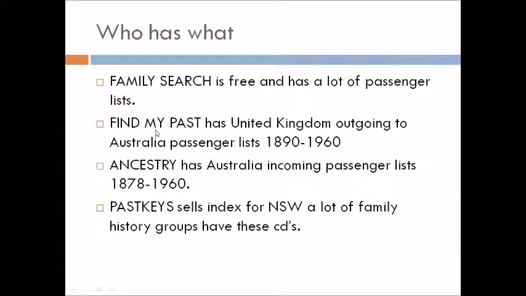Findmypast is basically the United Kingdom coming to Australia. Ancestry is the opposite way around. It's Australians. The lists have been done here in Australia. That one's outward, that one's incoming. Now, Pastkeys is a company that creates indexes from the New South Wales archives, and they sell them on CD. They've got one that's online, but a lot of those CDs have been purchased by family history groups, and they'll have them in their rooms, and you can look on their computers if you're looking for New South Wales people.